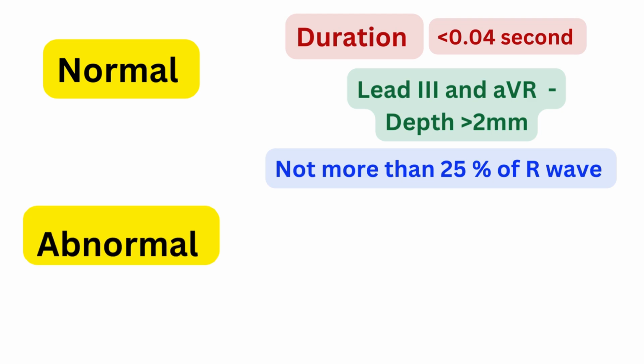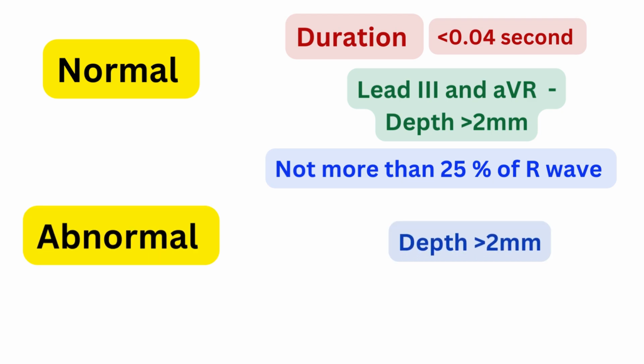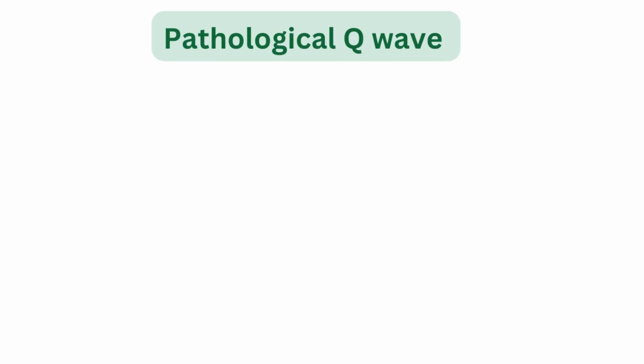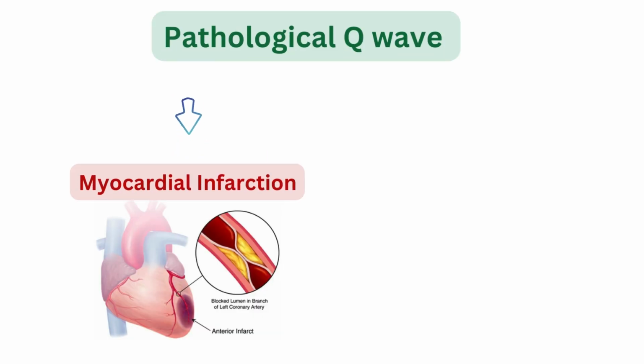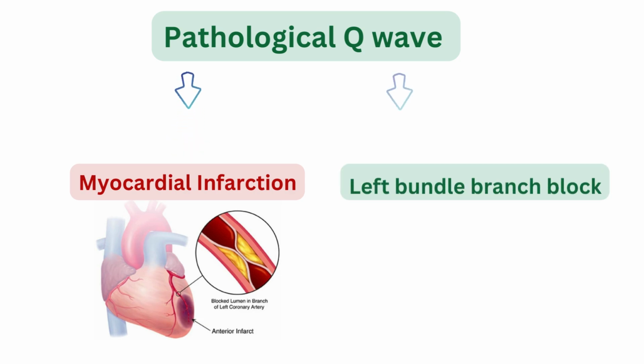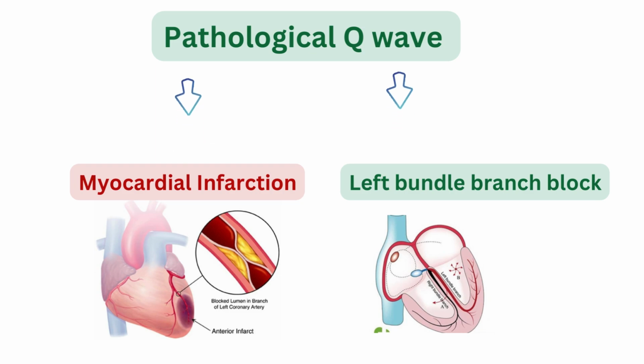Q waves are considered pathological if depth is more than 2 mm and more than 1 mm wide. Pathological Q wave usually indicates current or prior myocardial infarction. Absent Q wave in leads V5, V6 is most commonly due to the left bundle branch block.